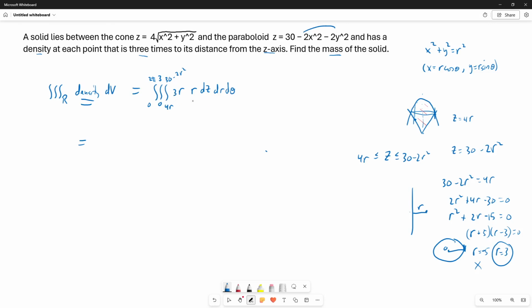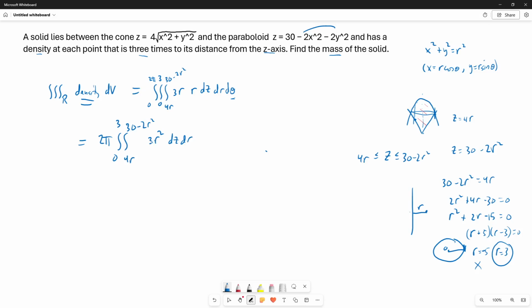Now there's no theta in the integrand or in any of the boundaries, so all of this is a constant. The first two integrals are a constant with respect to theta, and so we can just pull them out of the d theta integral, and the integral from 0 to 2 pi d theta is 2 pi. So we'll have 2 pi times the double integral, 0 to 3, 4r to 30 minus 2r squared of the function 3r squared dz dr.